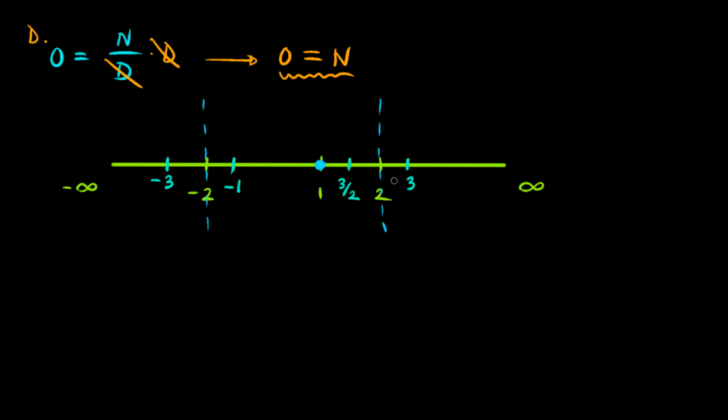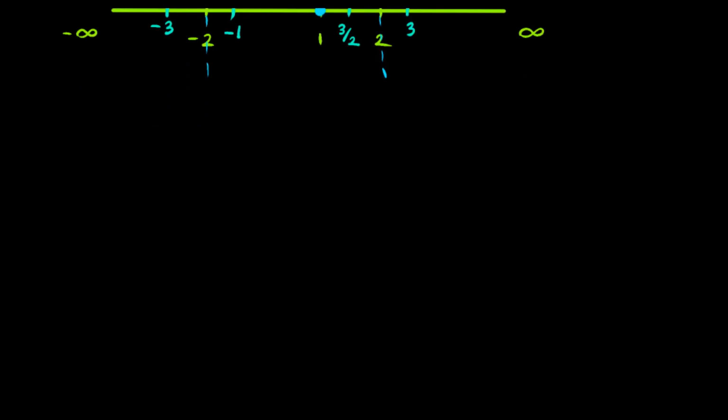So what I'm going to have to do now is essentially find out where the coordinates are when x is negative 3, negative 1, 3 halves, and 3. So let's do that. Our function was (x minus 1) over (x squared minus 4). We can use that, or we can use the factored version. It doesn't really matter.